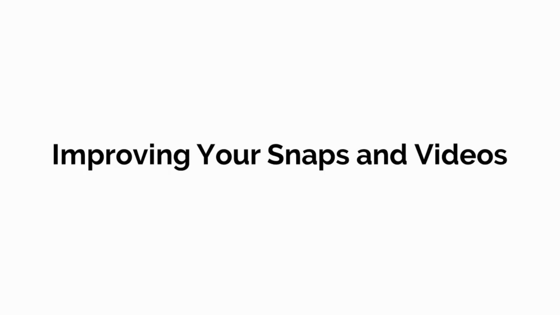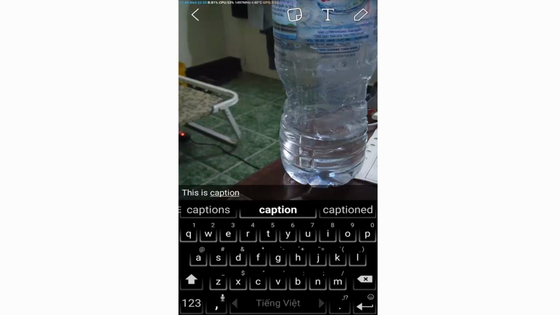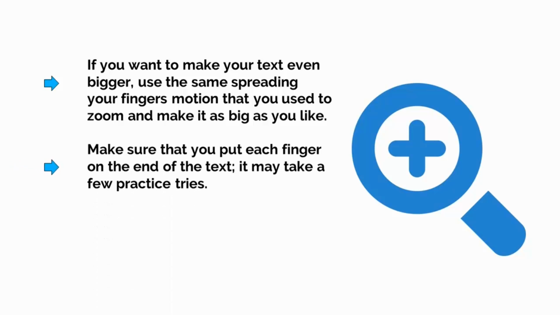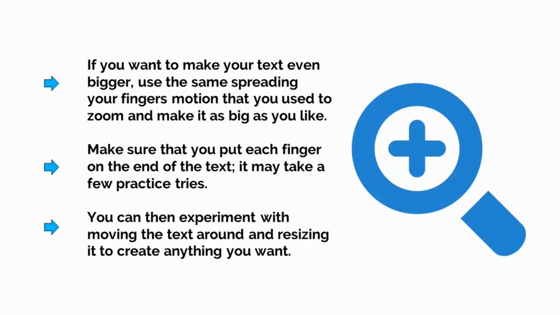You can change the size of your caption text as well as the placement. All you have to do is, after you type your caption, tap the T a second time and it will make your text much larger and thicker. If you tap it again, it will center your text. If you want to make your text even bigger, then use the same spreading-your-fingers motion that you use to zoom and make it as big as you like. Make sure that you put each finger on the end of the text. It may take a few practice tries. You can then experiment with moving the text around and resizing it to create anything you want.